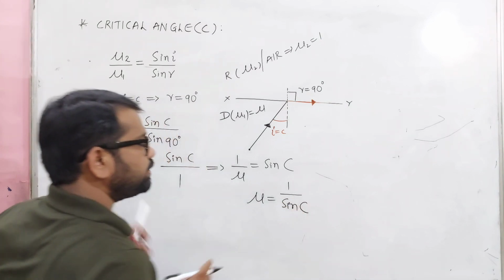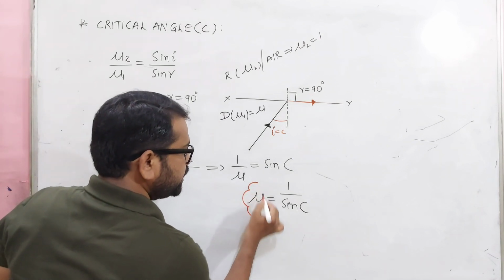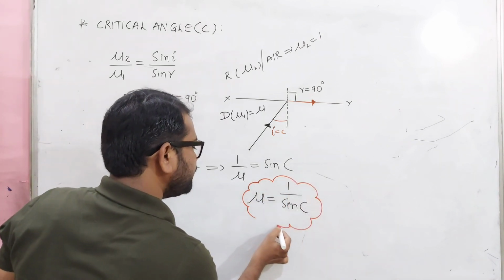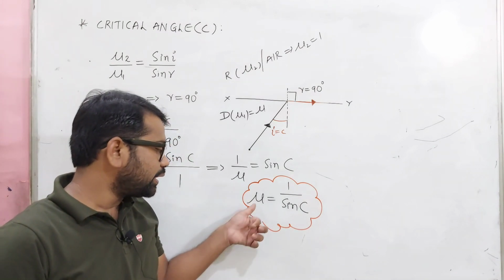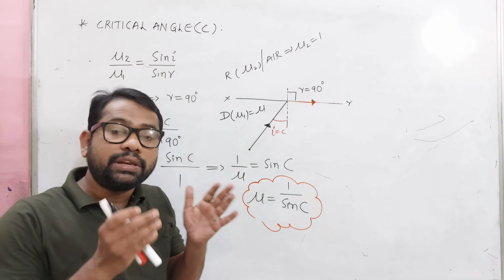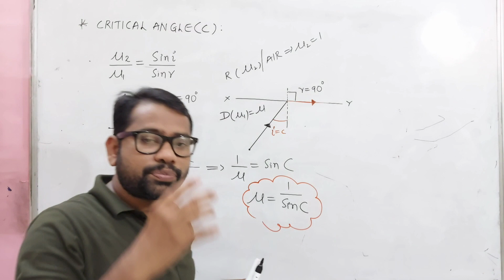Children, it is a very important relation. Very important. From this it is very clear that the critical angle and refractive index are inversely proportional to each other. Which means that if the refractive index is more, obviously the critical angle for a given pair of mediums is going to decrease.